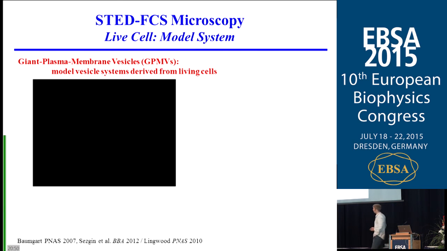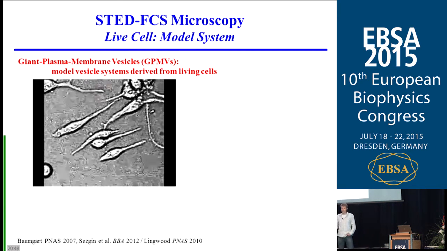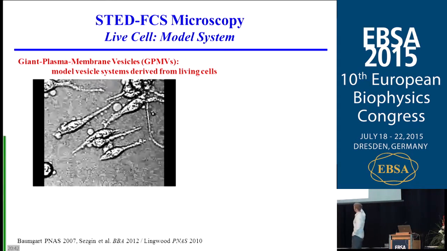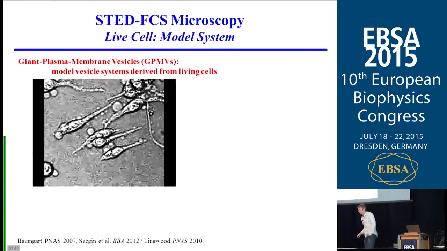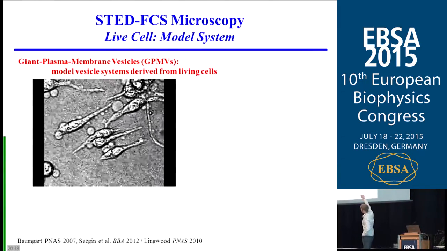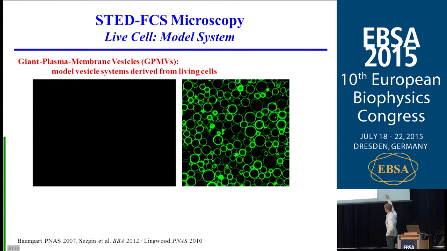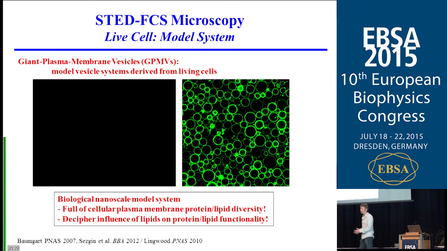Now, to confuse you more, because you might now think no lipid rafts, but this is not true, because we now do a lot of work on these giant plasma membrane vesicles. And these are vesicles budding off a living cell. And you can then separate them. So you have really vesicles. And these vesicles are really nice nanoscale model systems because they are full of the cellular plasma membrane proteins and lipid diversity. And with this, we can decipher the influence of lipids and proteins on their functionality.